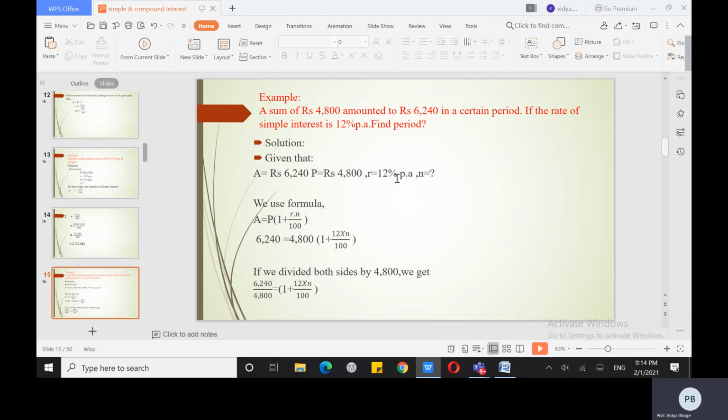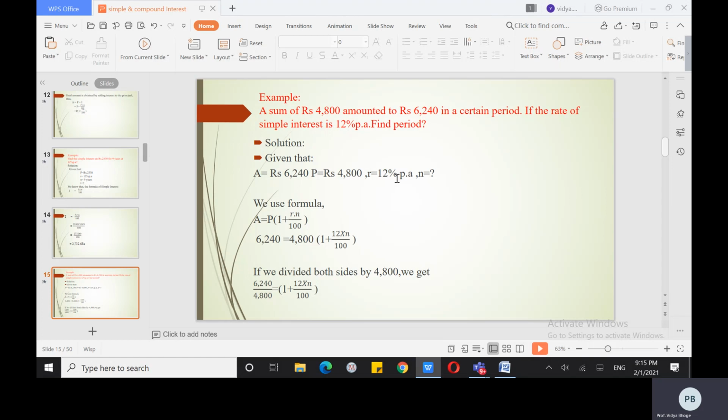Period means term, meaning how many years we have to take the principal amount. Period means N. For that we use the second formula, which is A is equal to P in bracket 1 plus Rn upon 100. We know the values of A, P, R, so we put all the values in the formula and calculate the value of N.